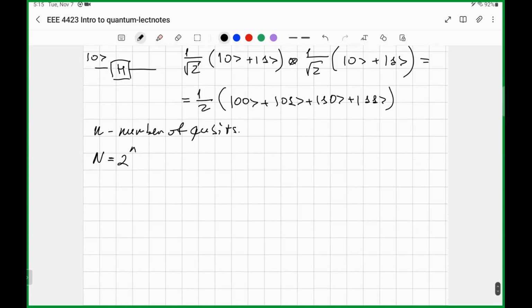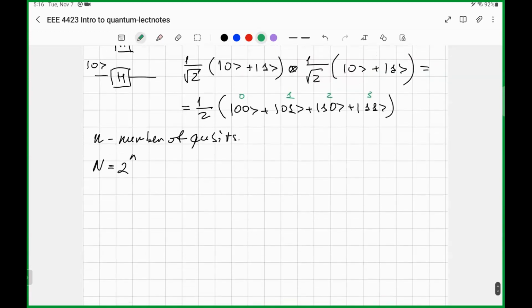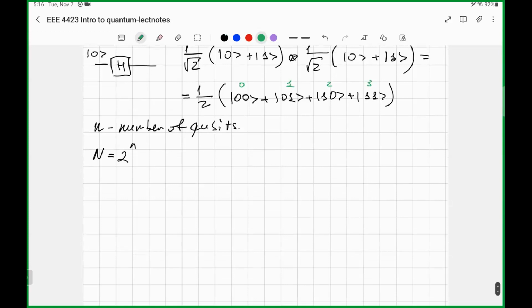But let us look at this expression one more time and enumerate these computational basis vectors like the 0 state, the first state, second state, and the third state. Okay, this will be useful to represent a state in a general system.